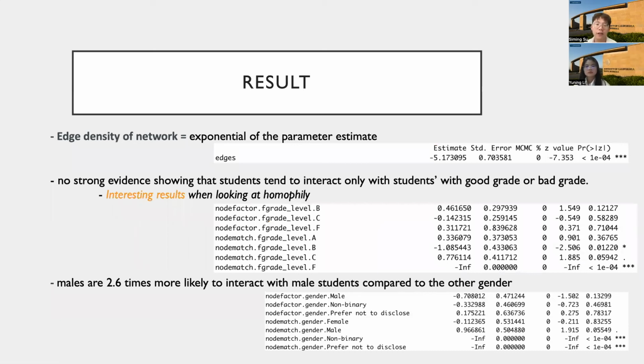Regarding grades, we found no strong evidence showing that students are more likely to interact with good grade or bad grade students, which is a good thing from an inclusion perspective. Interestingly, when looking at homophily, students with final grade C are more likely to interact with students with the same grade, while students with grade B are 3 times less prone to interact with students earning a final grade B. In terms of gender, one interesting result is that males have 1.6 times more chances to interact with male students compared with other genders.